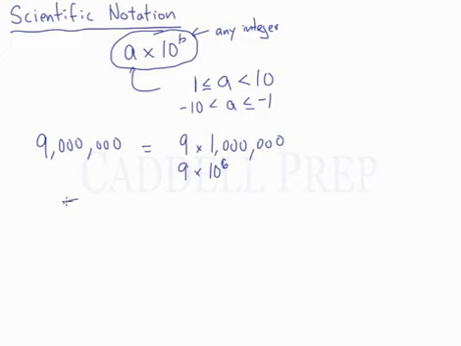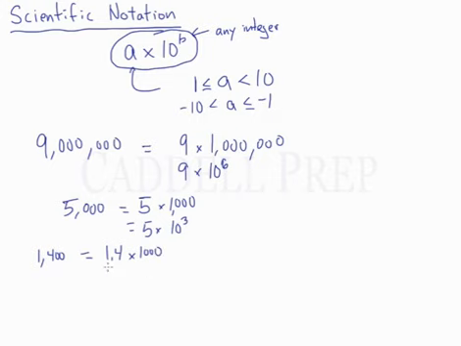So let's look at another number. Say 5,000. It's really 5 times 1,000. And 1,000 is really 10 to the 3rd. So this is really 5 times 10 to the 3rd. We had 1,400. This could be written as 1.4 times 1,000. And in this case, it would be 1.4 times 10 to the 3rd.